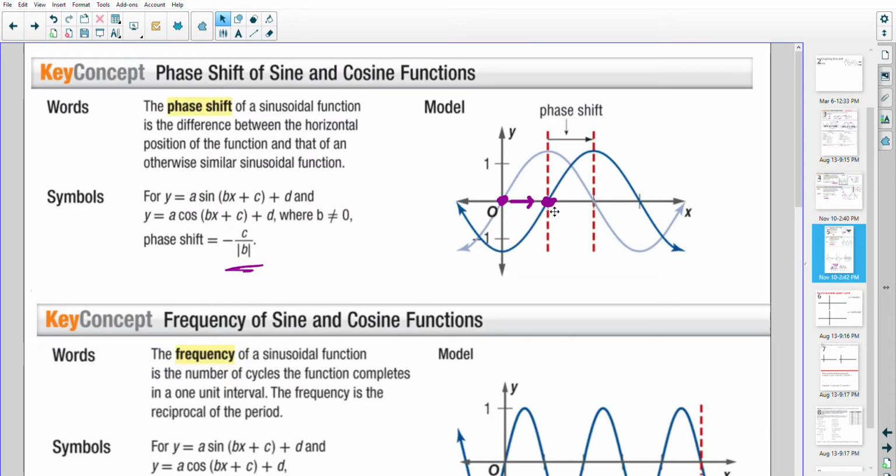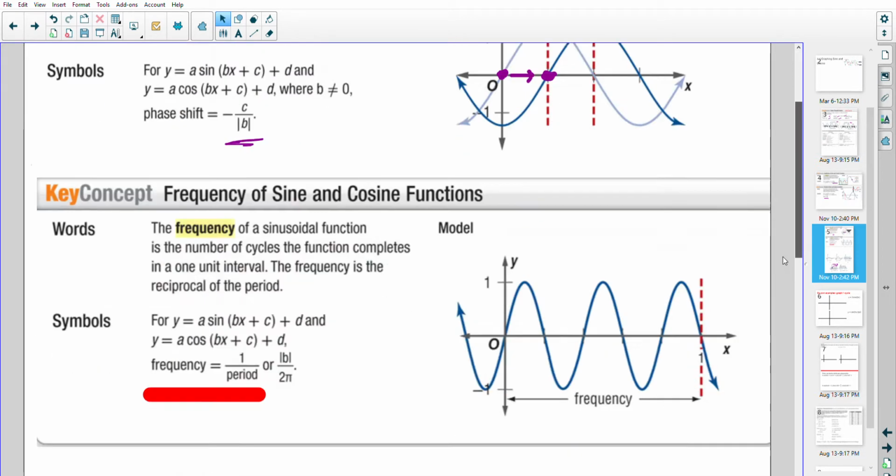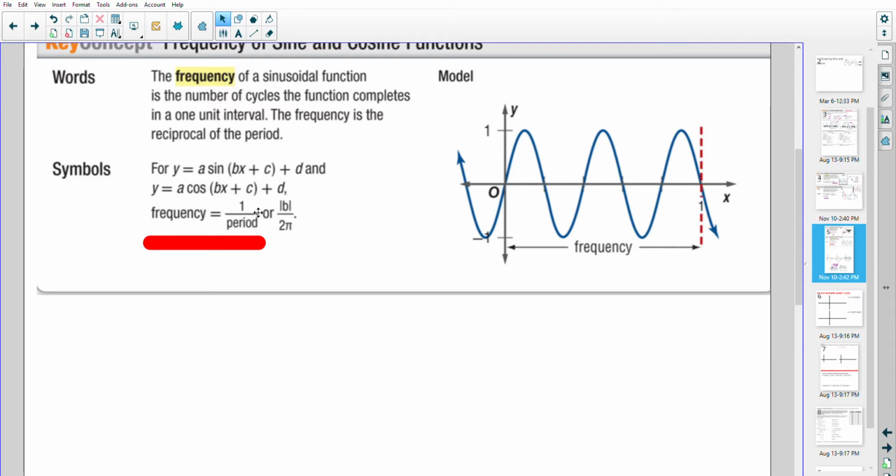The phase shift is how far it has moved to the right or to the left. The phase shift here is equal to negative c over b. Notice that the sine graph is going to have a phase shift the length of moving the left point to the right point. Frequency: the only thing you need to know here is that it's equal to 1 over the period. Don't need that for the graph.